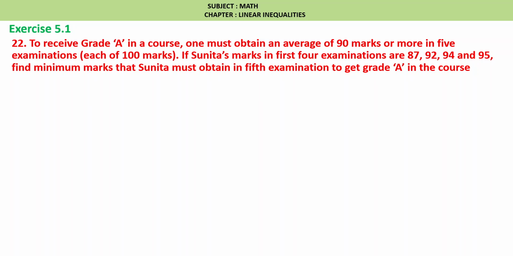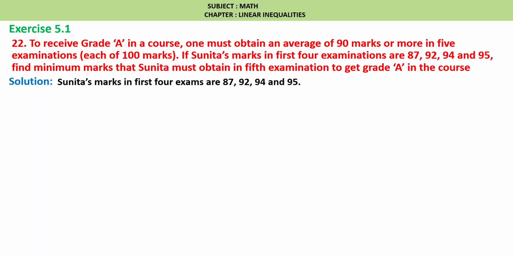Let's start question number 22. To receive grade A in a course, one must obtain an average of 90 marks or more in 5 examinations, each of 100 marks. If Sunita's marks in first 4 examinations are 87, 92, 94 and 95, find the minimum marks that Sunita must obtain in the 5th examination to get grade A in the course. Let's solve.